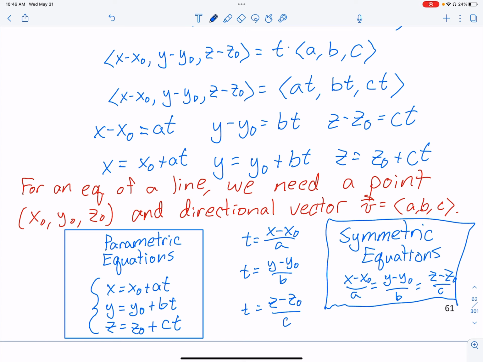To represent an equation of a line, we either have parametric equations, where we'll have to have three describing x, y, and z, or symmetric equations that are written like that. Notice that the x naught, y naught, z naught represents the point on the line. The numbers in the denominators, a, b, and c, is our directional vector.